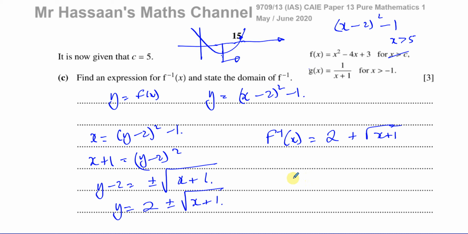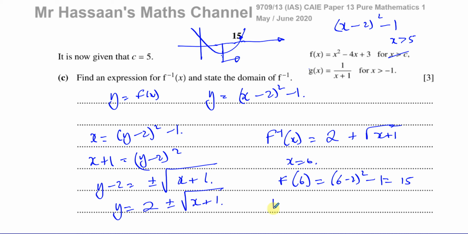Now, if you were not sure about whether to choose the plus or minus, and you want to be 100% sure in the exam, then you can choose a value of x within our domain. For example, we could choose x equals 6. We can put 6 inside the original function and see what comes out. So you have 6 minus 2 squared minus 1, which is 4 squared, 16, minus 1, which is 15. Now, if we have the correct form of the inverse, when I put 15 inside the inverse function, the output should be what we put into it.